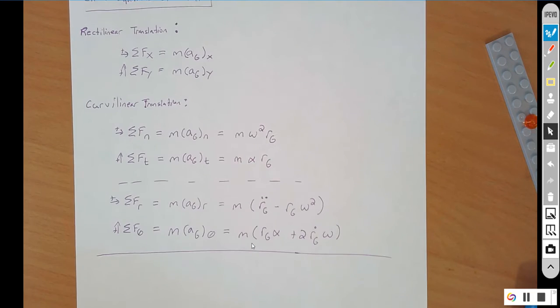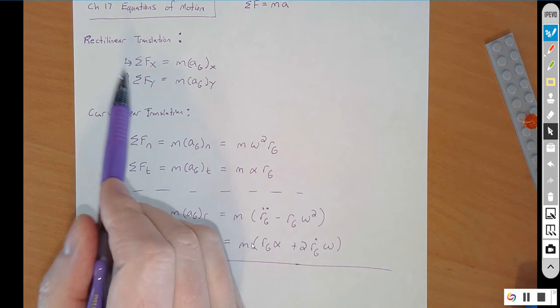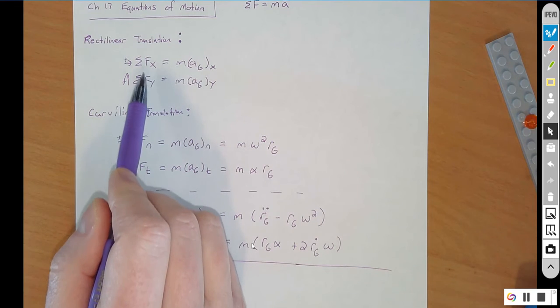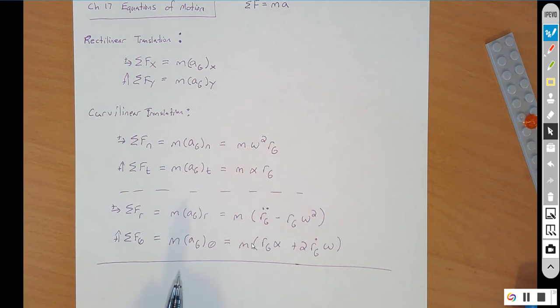Most of the time, you basically ask yourself, is the center of gravity going to be translating in a straight line? If so, try to use the XY coordinate system. If it's going to be translating in a curved motion, try to use the NT. If you really have to, r-theta is an option, but most of the time you don't need to use it.